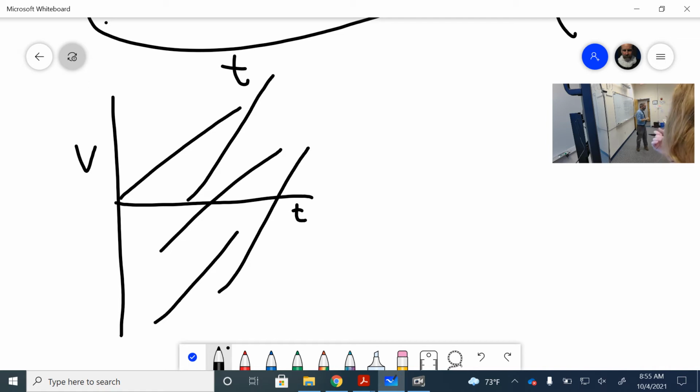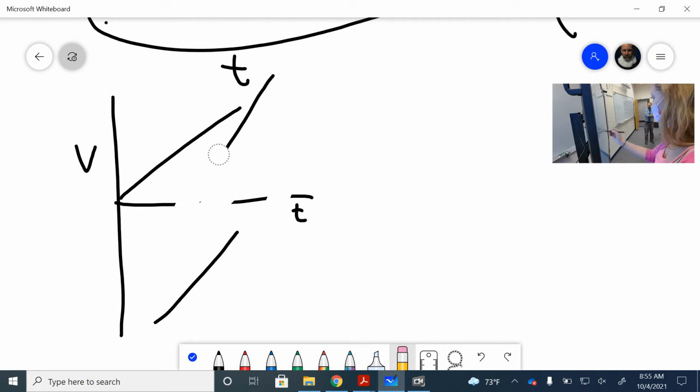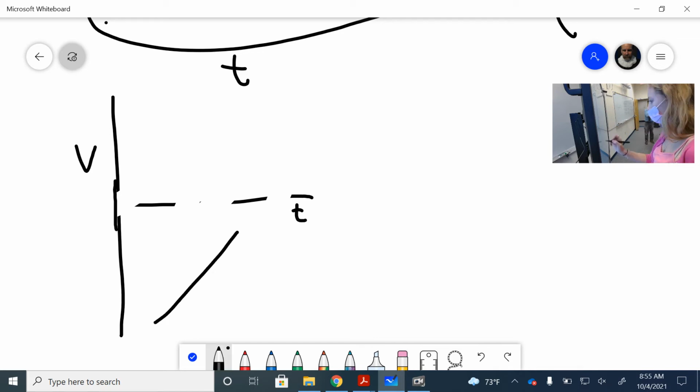You guys are doing really awesome, by the way. Can I erase the other one? Yeah, you can erase anything you want. So it's this one. Yes, it's this one. So positive acceleration, positive slope. How do we know this has negative displacement? I can think of a number of different ways of thinking about that.